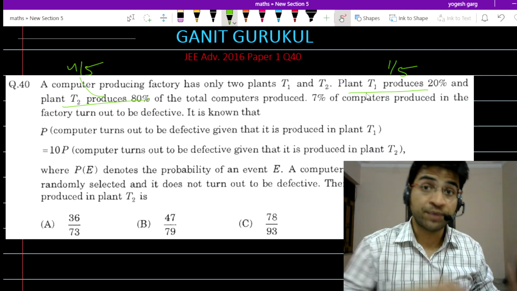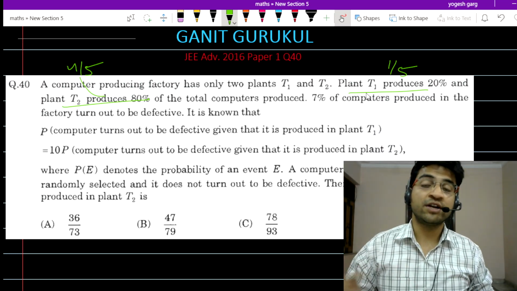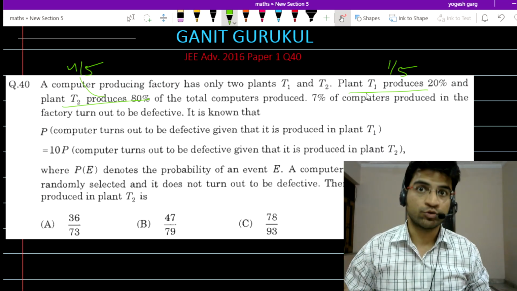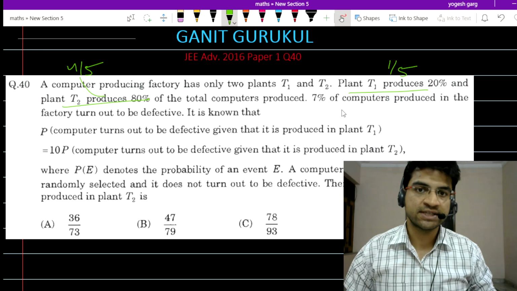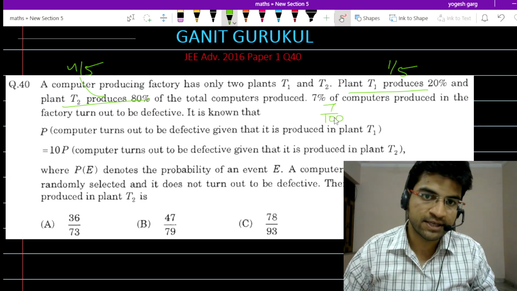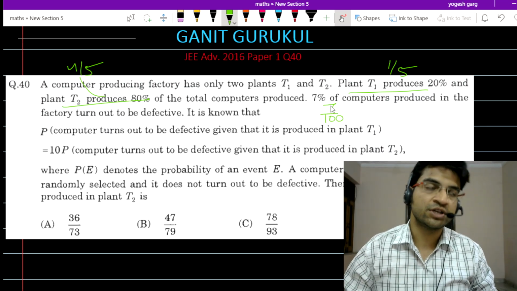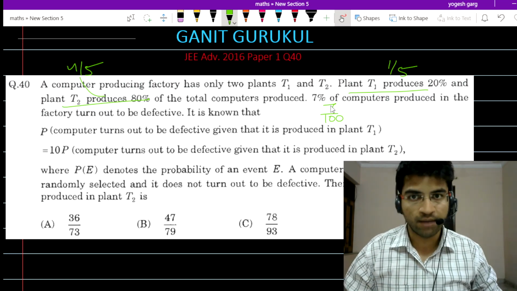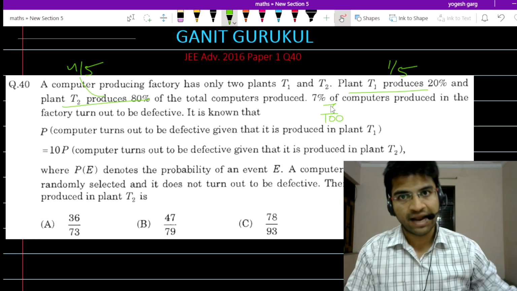7% of computers produced in the factory turned out to be defective. So they are saying in total 7% of computers, that is 7 by 100, is the probability of getting a computer defective. That means if you have produced 100 computers, 7 will be defective and 93 will be perfect.